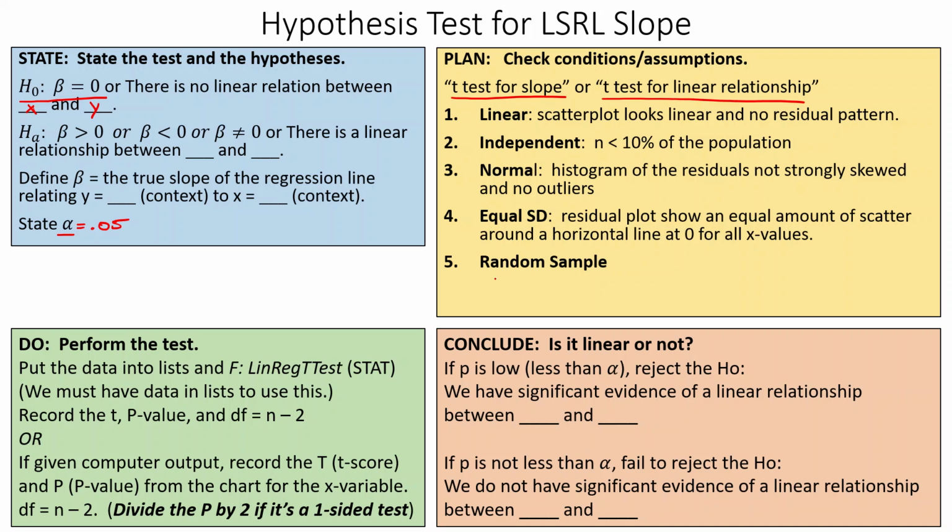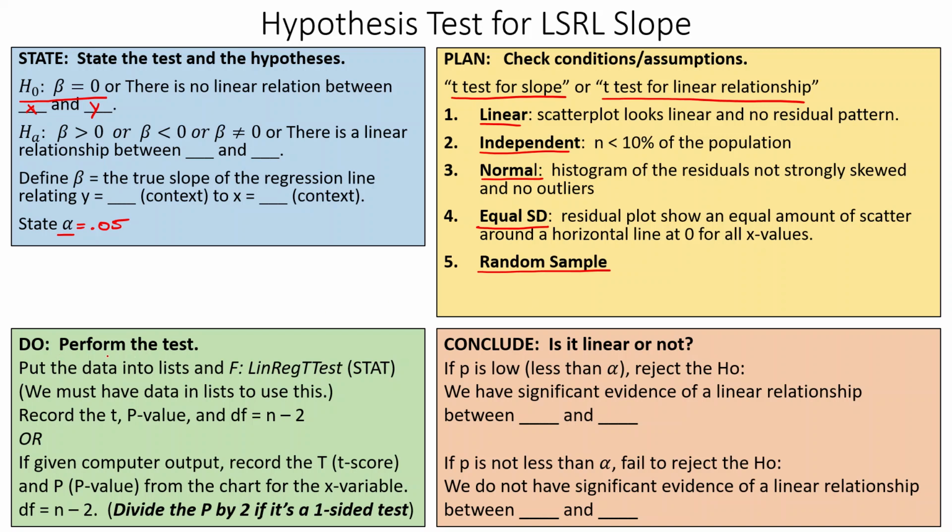Our conditions are still the same as before, LINER. So we want our scatter plot to look linear and no residual pattern. Our n to be less than 10% of the population. Our histogram for normal of the residuals to be not strongly skewed and to have no outliers. Equal standard deviation, the residual plot should show an equal amount of scatter around a horizontal line at y equals 0 or at resid equals 0, in other words, the x-axis, and we should have a random sample.